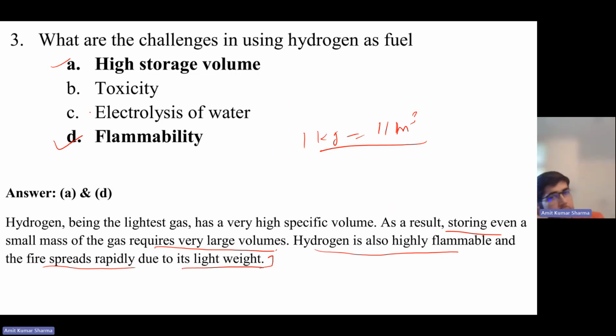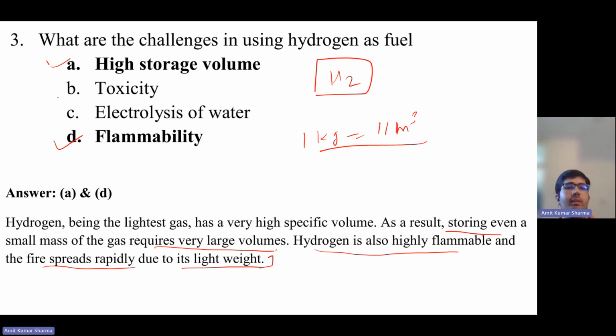Option B is toxicity. Hydrogen is not toxic, because it is only the hydrogen component in H2, so there is no toxic component in the formula. And electrolysis of water is also not a challenge, because we can easily do the electrolysis using electricity and some electrodes. So B and C are not the challenges for hydrogen as a fuel.